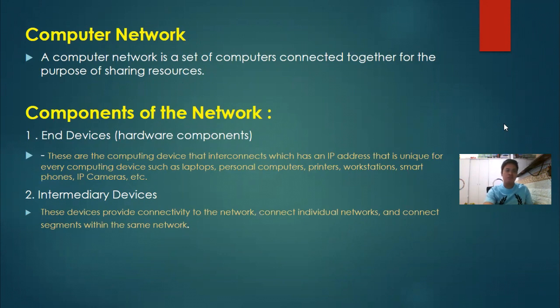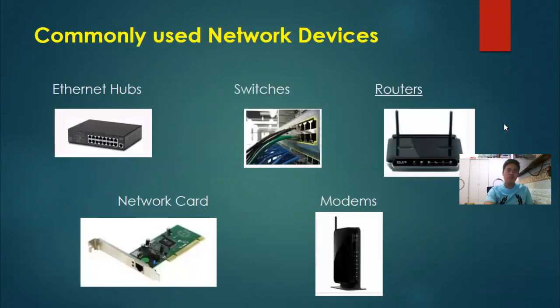So we have intermediary devices. These devices provide connectivity to the network, connect individual networks, and connect segments within the same network. These are the commonly used network devices: hubs, switches, routers, network cards, and modems.